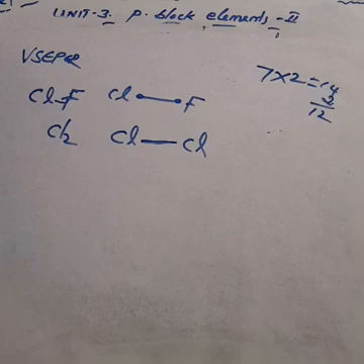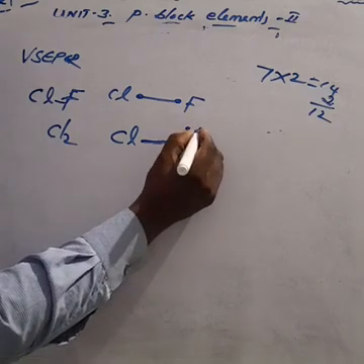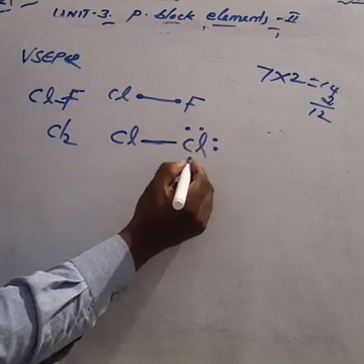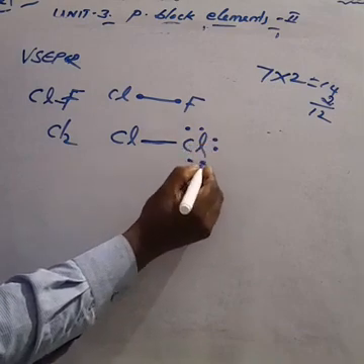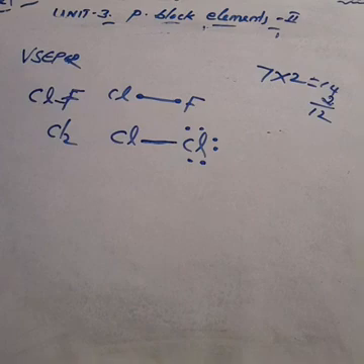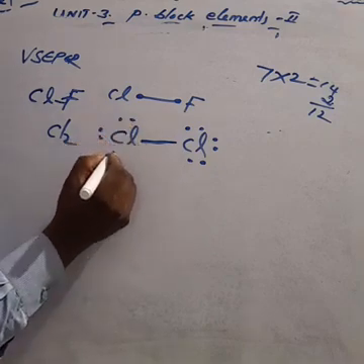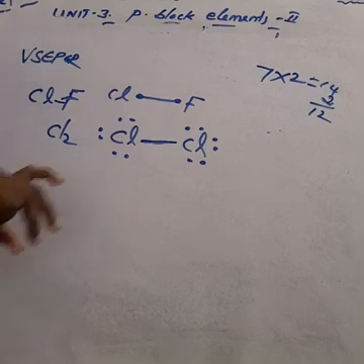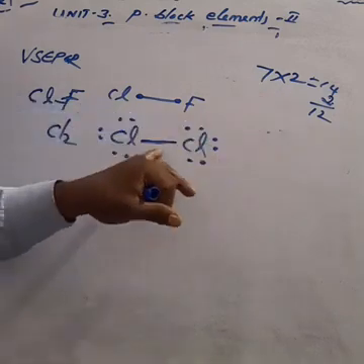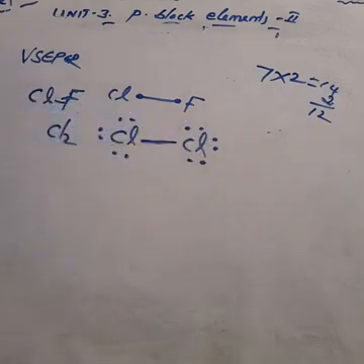I am accommodating these 12 electrons in this way. On one chlorine, 2 electrons, second 2 electrons, third 2 electrons. So 6 electrons are over, am I right? Then the remaining 6 electrons I am filling like that: 2 electrons, 2 electrons, 2 electrons. Now 6 plus 6 is 12, and this bond has 2 electrons, so the 14 electrons are over.